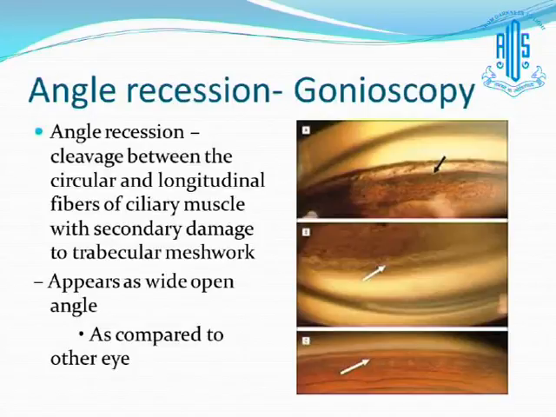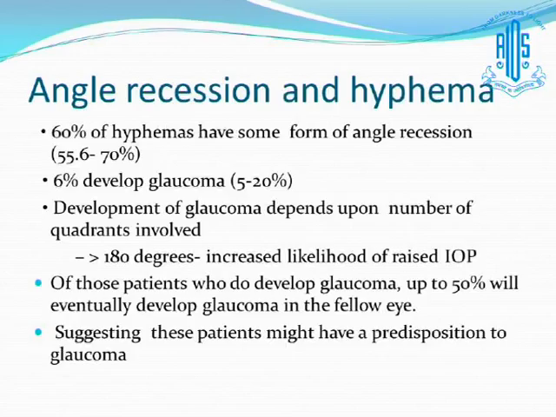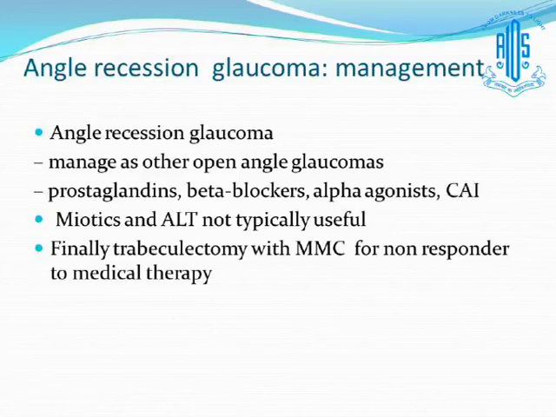Therefore, gonioscopy of the other eye is very important. 60% of the hyphema have some form of angle recession, and 6% of them will go on to develop glaucoma afterwards. And any angle recession which is more than 180 degrees has a higher likelihood of raising IOP. The management of angle recession glaucoma is just like any open angle glaucoma.